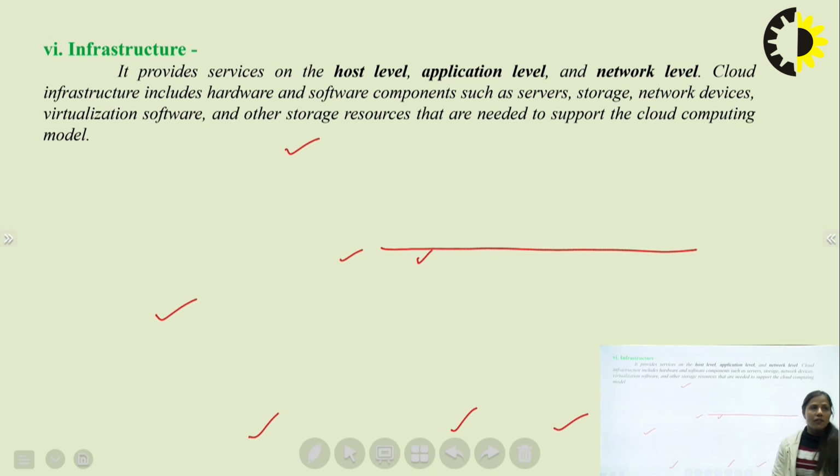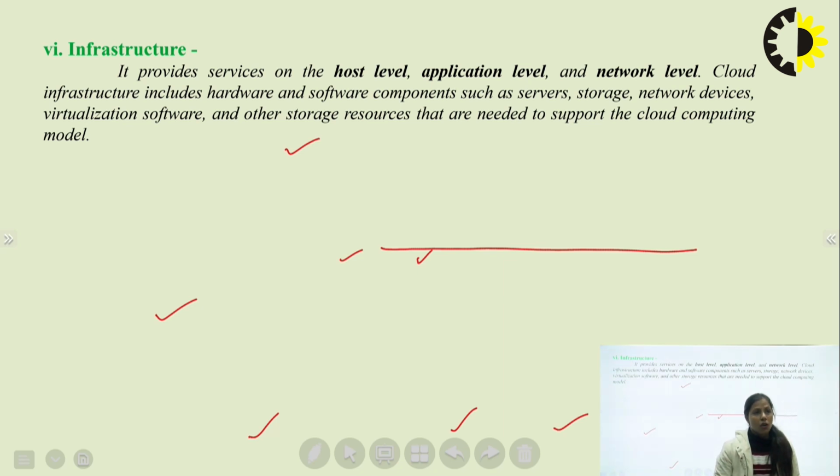Next, we have the infrastructure. It provides services at the host level, application level, and the network level. It provides the infrastructure resources at various levels. Like the application level, where we create our application or software, and the network layer, meaning the environment through which the data is going, and through those particular networks or routers it is accessing the data. So this is how the services are provided at various levels.